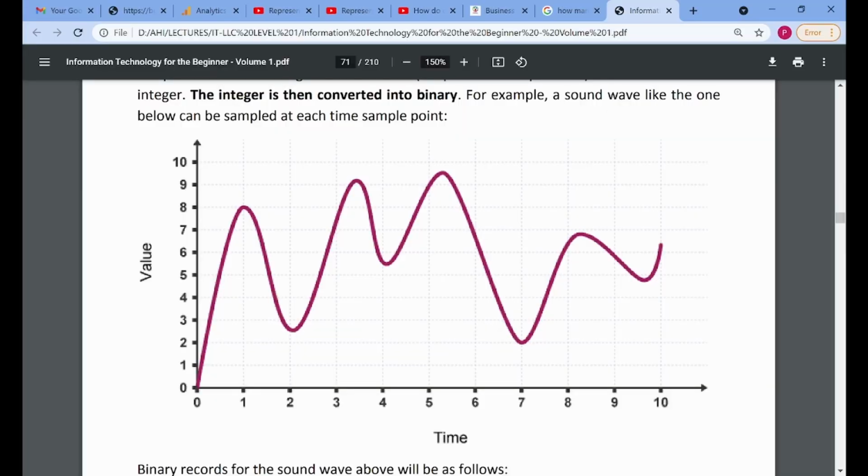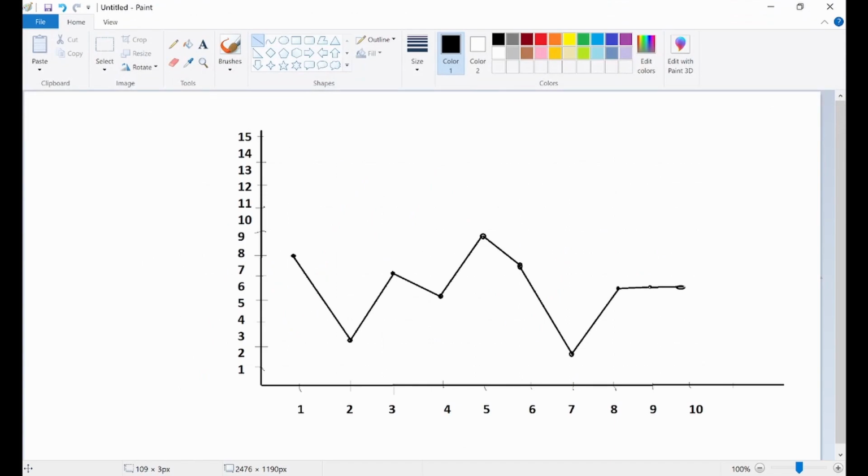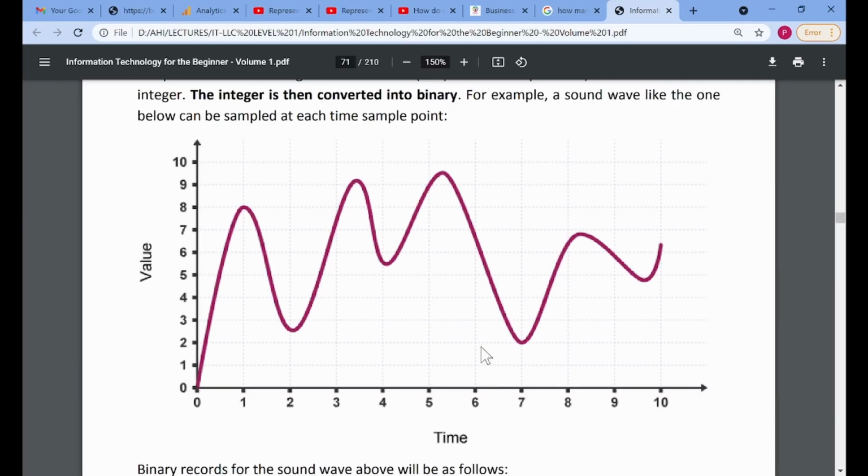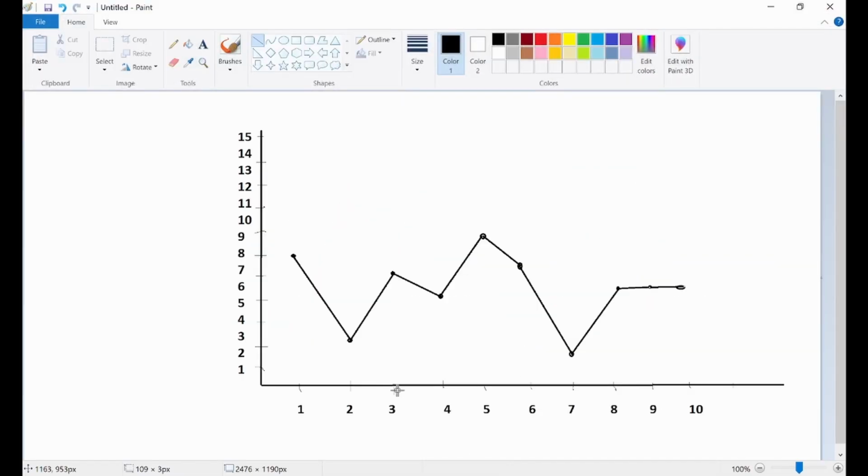So my question is, who can tell me what we can do? Tell me what we can do to try and make our wave look like the original wave. What can we do?